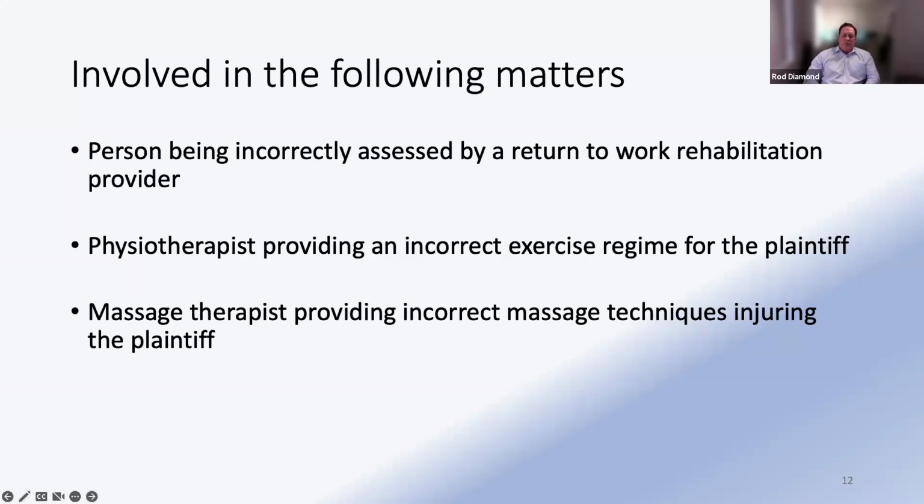And a final matter I was involved in this area would be where a massage therapist provided incorrect massage techniques, injuring the plaintiff. In this particular matter, again, I provided a report for the lawyers acting for the plaintiff that included, was a consent form completed? I then conducted an assessment on the injured person, outlining the techniques used by the massage therapist, the injuries concerned as a result of these techniques, and what a suitable approach and techniques ought to have been provided by the massage therapist. So there's just a few examples of that professional negligence, medical negligence space that I work in.